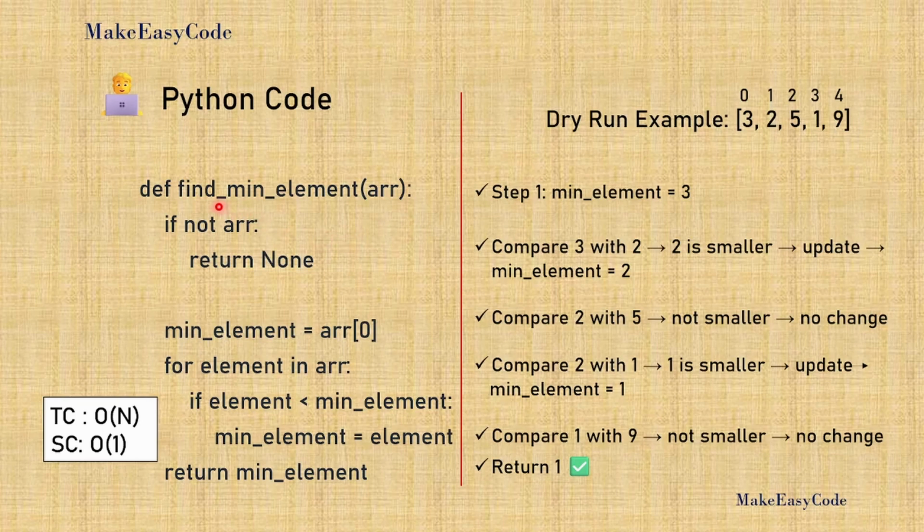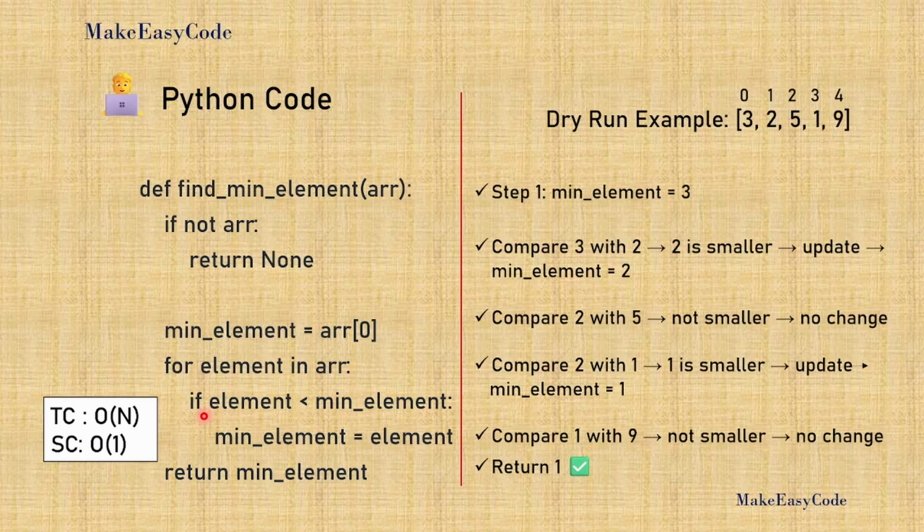So we have defined find min element of array, then we have taken care of the edge case: if the array is empty then it returns None. In the next step I have initialized array of 0, which is index 0, and it is 3. I have initialized index 0 as the minimum element. After that we use the for loop to iterate or visit all the elements given in the array.